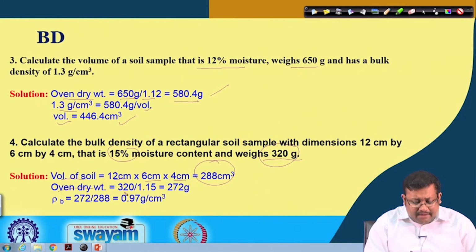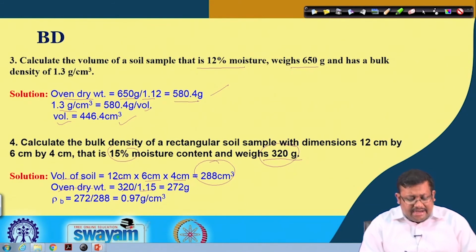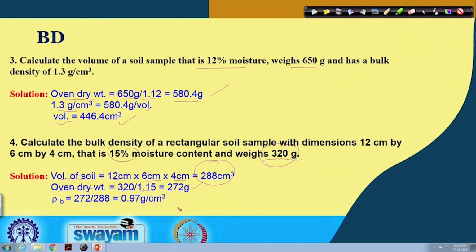The oven dry weight we can calculate by dividing the moist weight by 1.15. So, we are getting 272 grams. Now, we have the oven dry weight and the volume of the soil. Obviously, we can now calculate the bulk density, which is 0.97 gram per cc. So, I hope that this calculation is now understood, and let us go and see what is the next question.